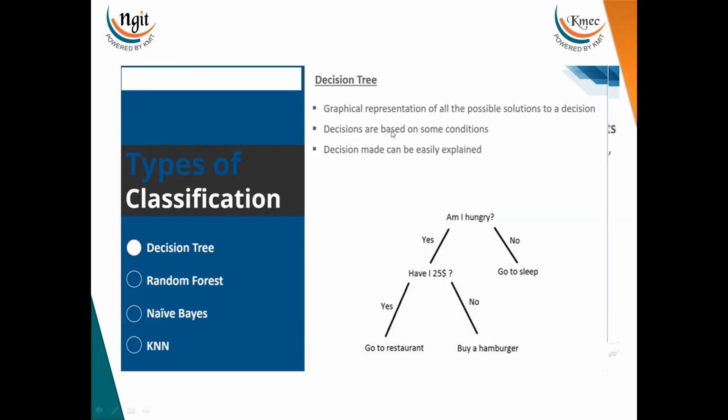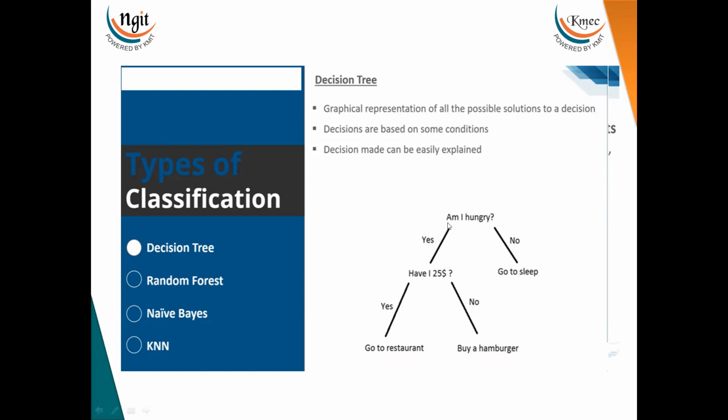We'll take a simple example to give an overview, so you can recall what we discussed in the previous class. Suppose I want to decide whether I should sleep, go to a restaurant, or eat a hamburger at home. I want to take a decision at this point in time. First, I have to ask myself whether I'm hungry or not. If I'm not hungry, I should go to sleep.